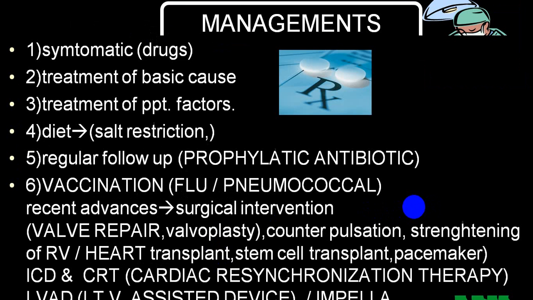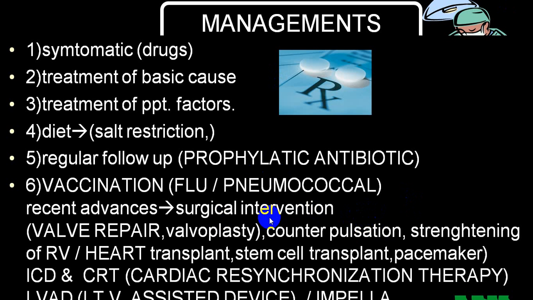Management becomes very important. One is symptomatic management, treatment of the basic cause, treatment of the precipitating factor, and diet regulation. And then the person should have regular follow-up. You can give prophylactic antibiotic, particularly in a person with valvular heart disease, to reduce chances of infective endocarditis. Vaccination should be done in an old COPD individual, particularly for flu and pneumococcus. And then you can go for surgical intervention in case of valvular heart disease, like valve repair and valvuloplasty.